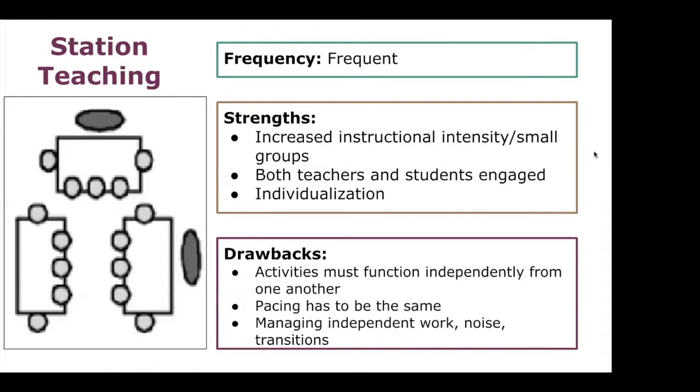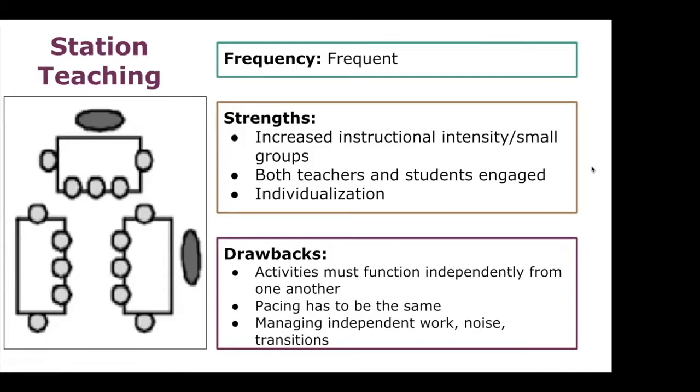Another one that we want to use frequently is station teaching. With station teaching, typically there's a minimum of 3 stations. Usually each teacher is at a station, and then there is a 3rd station, and there could be a 4th, where the students are working independently. The students rotate from station to station throughout this model. What's really nice about it is there is increased instructional intensity because we have much smaller groups, even smaller than when we're parallel teaching. The teachers and the students are engaged, and it also provides the teacher an opportunity to do more individualized instruction with that small group that we know has specific needs.